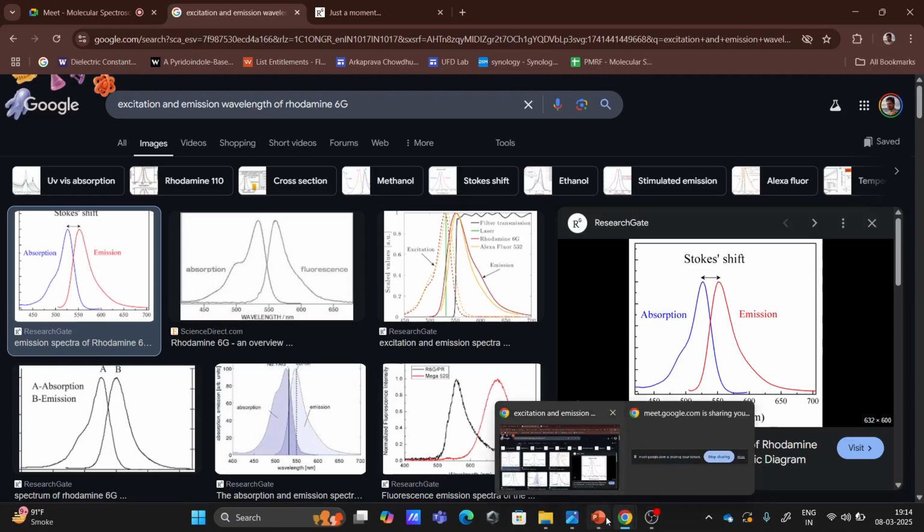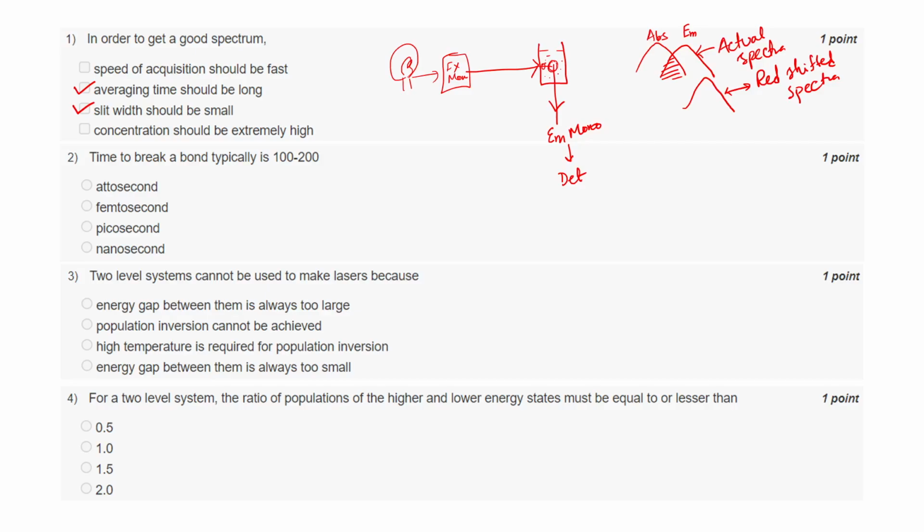So I can draw a schematic for you. Suppose this is your ground state, S0. From here, you reach the locally excited state, S1, the locally excited state. So this is where you have excited your molecule.